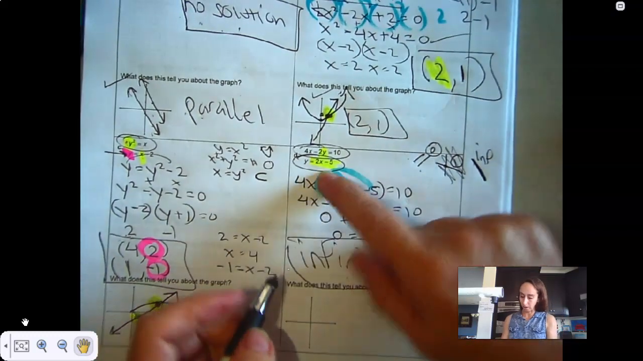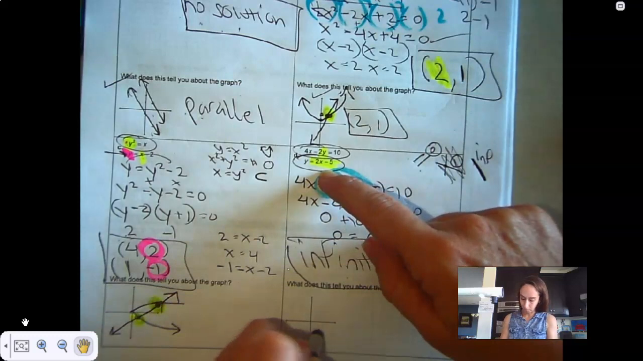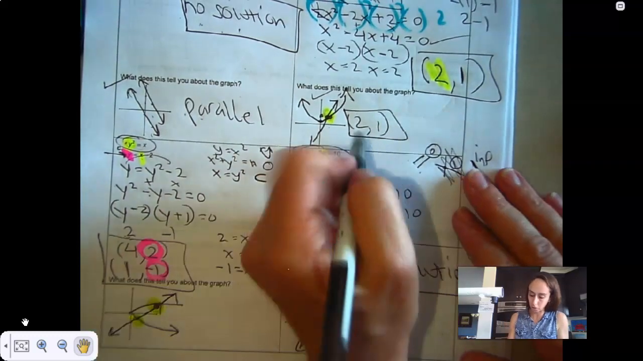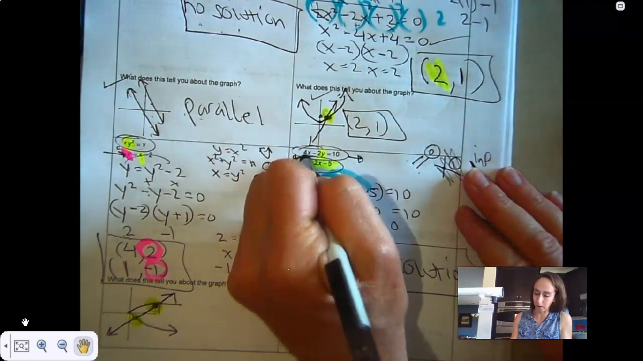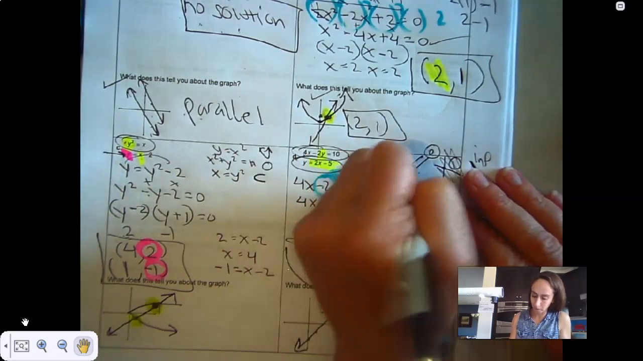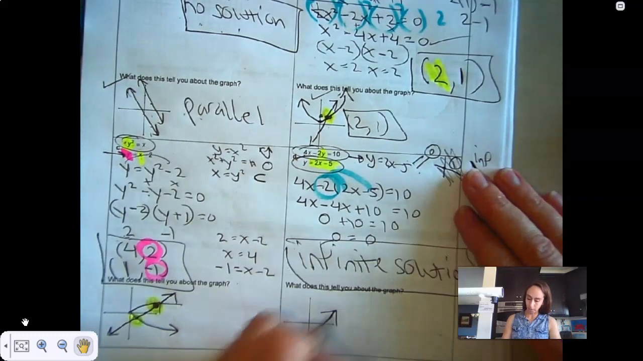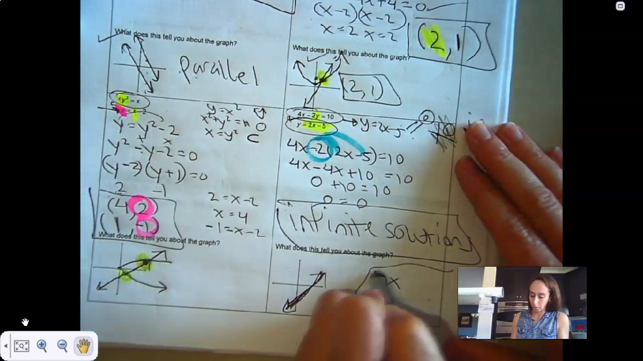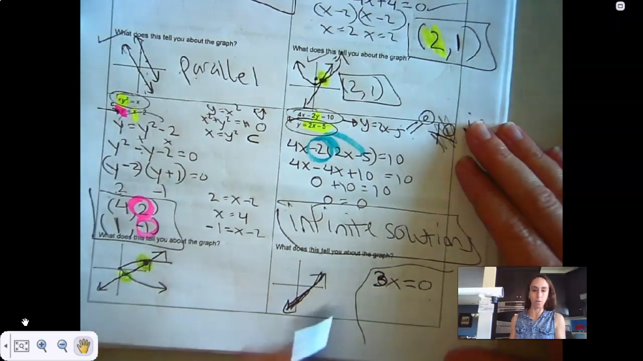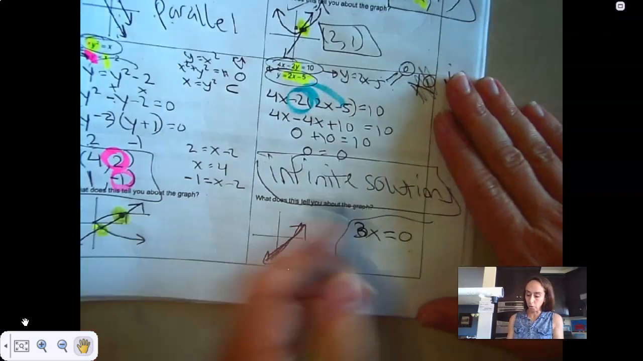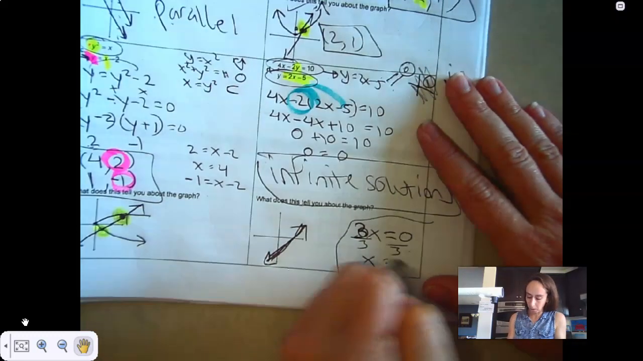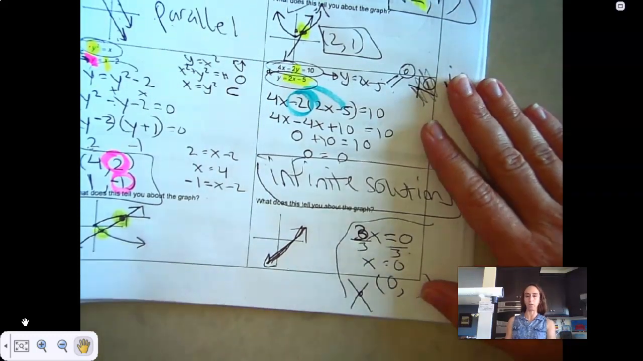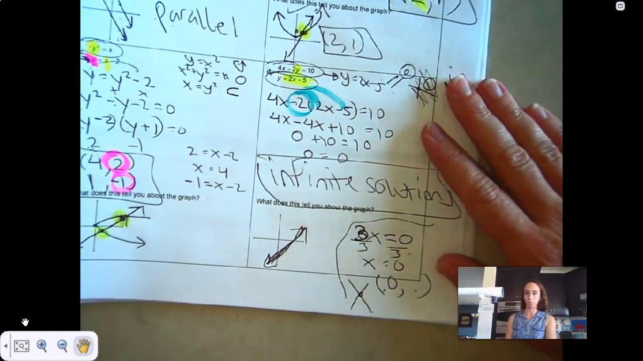That means if I was to graph this, down 5, up 2, right 1, up 2, right 1, up 2, right 1, done. If I was to graph this and solve it for y by subtracting 4x and dividing by 2, I would get y equals negative 2x minus 5, and it is the exact same graph. Now I want a caveat. If you had 3x equals 0, that is not no solution. You could actually divide by 3, and x would be 0. That means you're going to have one solution, an x and a y value.